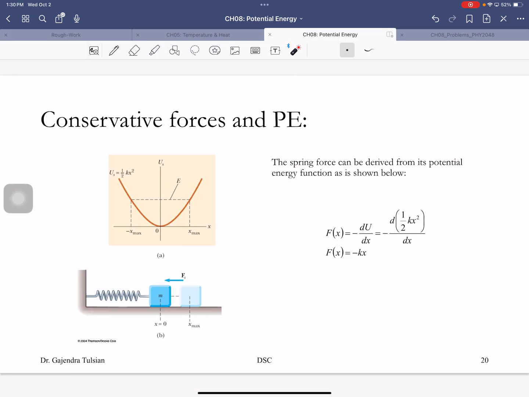This slide just shows you that this is indeed valid. We calculated that the potential energy for a spring was 1/2 kx squared, and if you take the derivative of that, you do indeed get the force on the mass that was attached to the spring.